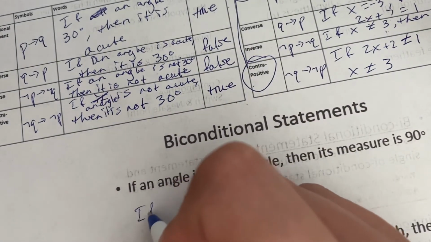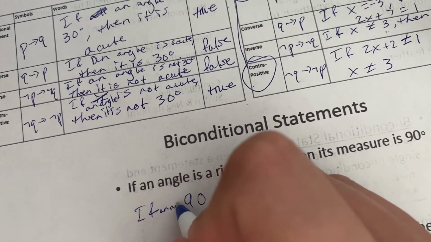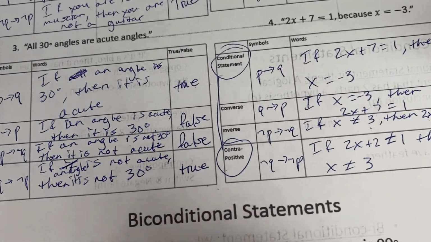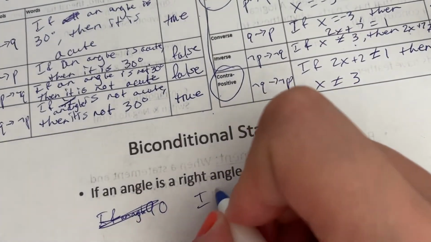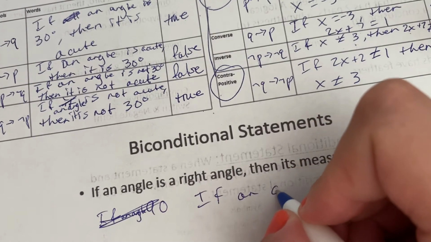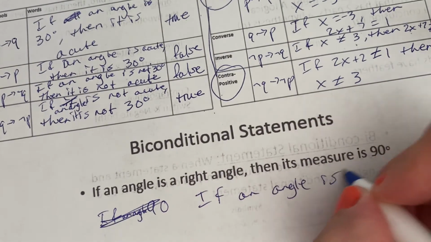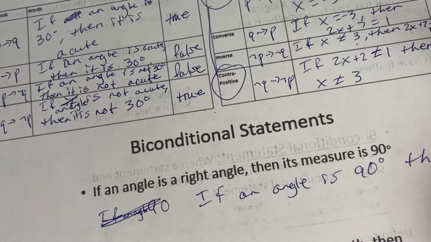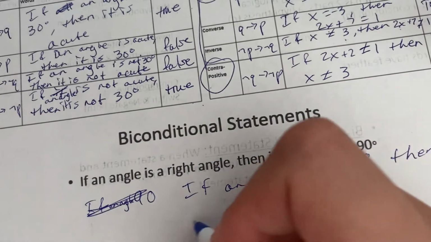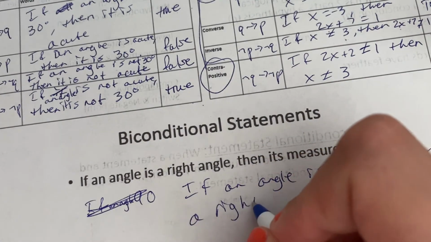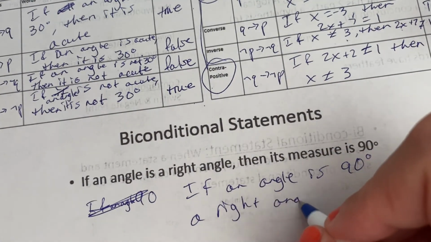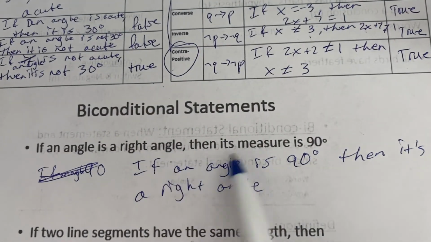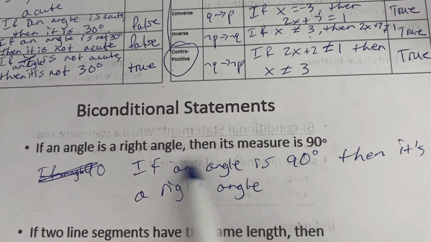If an angle is 90 degrees, then it is a right angle. So, if an angle is a right angle, then it's 90 degrees. If an angle is 90 degrees, then it's a right angle. Both of these are true.